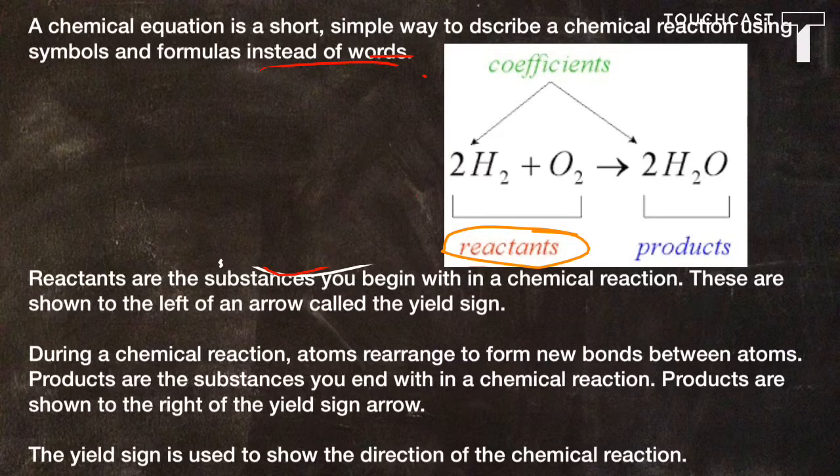During a chemical reaction, atoms rearrange to form new bonds between the atoms, and these are products. These are the substances you end up with in a chemical reaction. Products are shown to the right of the yield sign arrow. The yield sign arrow is used to show the direction of the chemical reaction, which you can see here.